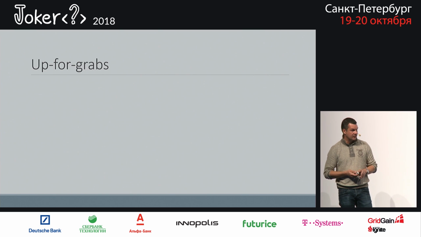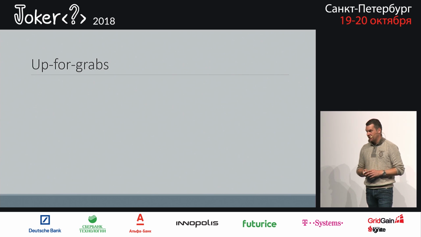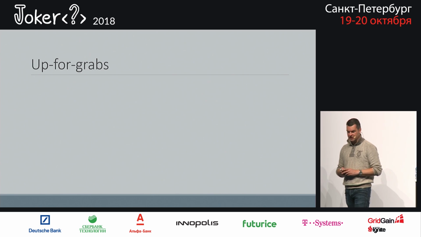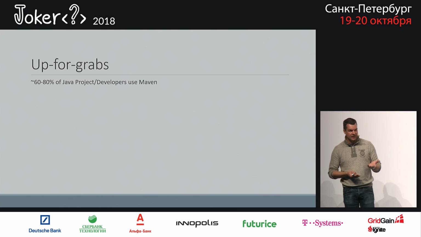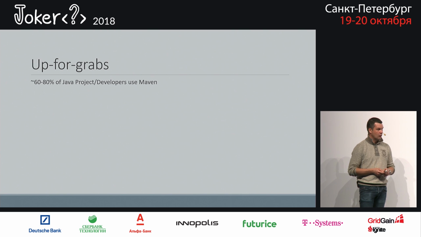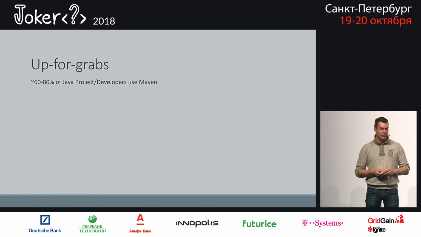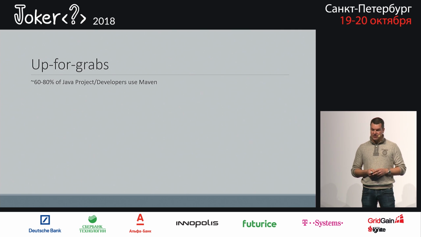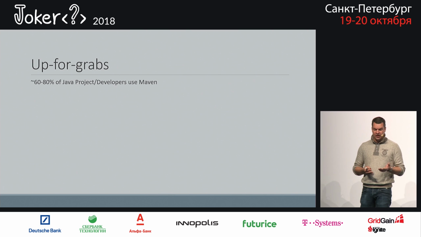And that's this. It's called Up for Grabs, and it has to do with the Maven project. Maybe you've seen it that this week there was a report from Snyk, and they showed that right now Maven is used by 60% as the main development build tool. But it all depends on how you ask the questions. So it could be between 60 and 80%.